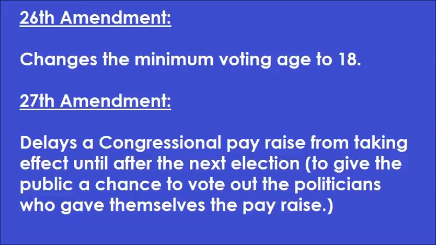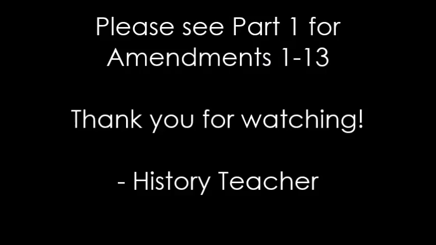Finally, the 27th Amendment says that if Congress adjusts its pay, which is to say gives itself a pay raise, then that adjustment won't take effect until after the next congressional election. So if voters are annoyed at the pay raise, then they have a chance to elect new members of Congress who would then cancel it.